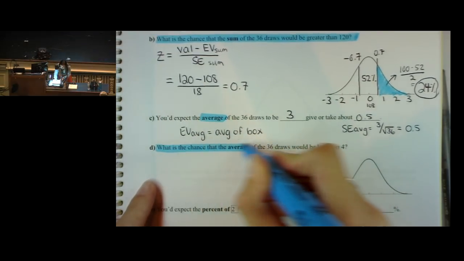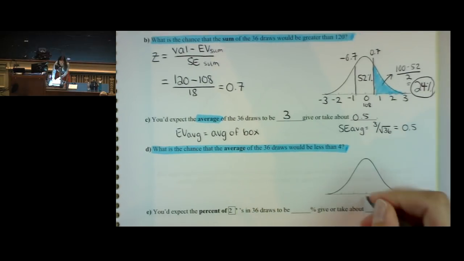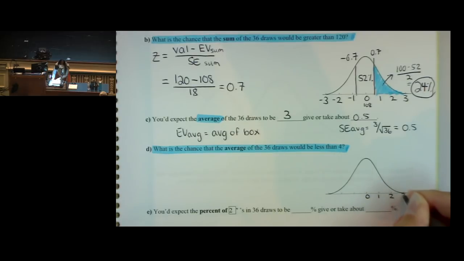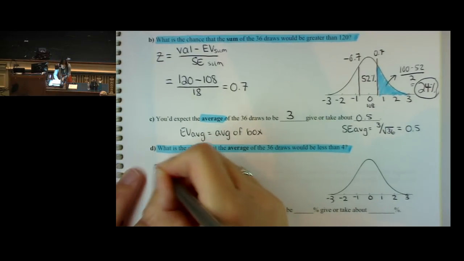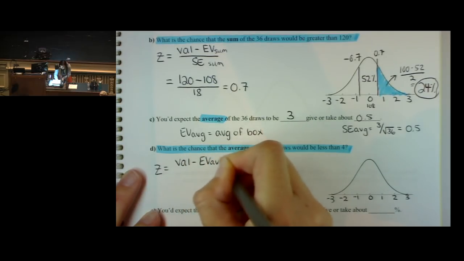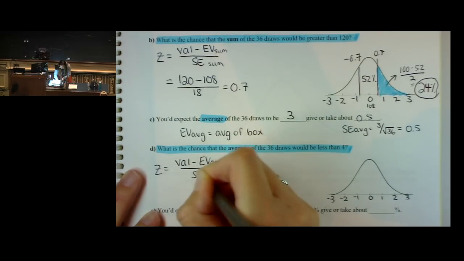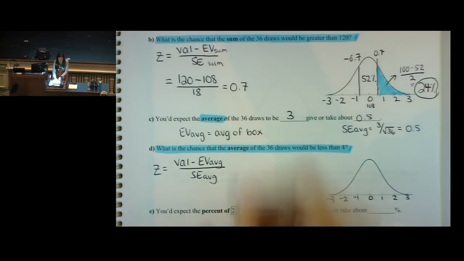What's the chance that the average of the draws would be less than 4? So I'm expected to get 3. So 3 would be right in the middle, 3 would be right here. So 4 is going to be a positive z-score as well. Let's go ahead and figure that out. It's just going to be the value minus the expected value divided by the standard error. And then the value is 4. What's the chance the average will be less than 4?